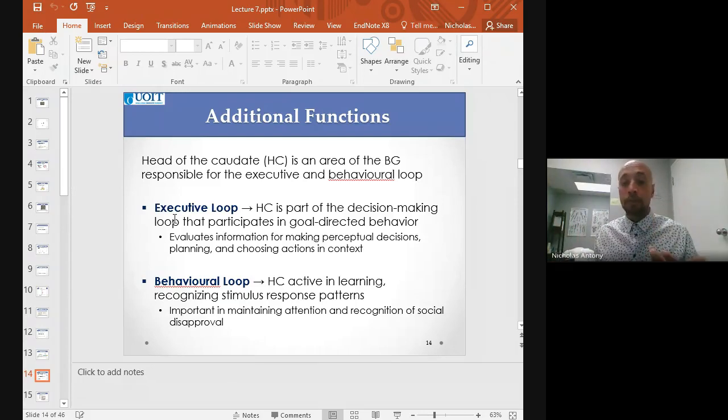So the best example is a traffic light. If the light turns yellow, you've got to look at how far you are, if there's any cops around, if there's pedestrians, how fast you're going, maybe time of day. Everything has to be input, and then based on that, there's the output. So the basal ganglia is going to take all of that and then say yes or no. It's the basal ganglia that's going to be the final circuit. So it's evaluating information for making perceptual decisions, planning, or choosing actions in context. Does everyone understand the executive loop?